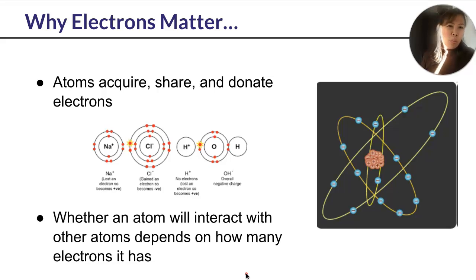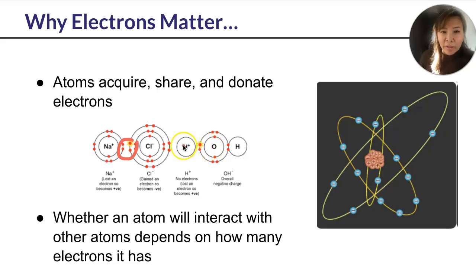Okay, so why are we talking about this chapter at all? Why are we talking about electrons? Well, electrons are really important because it is how atoms are able to share, acquire, or donate electrons between each other. Here we have an example, and we'll talk about this a little more when we talk about bonds: sodium and chloride. When they're separate, sodium will have a positive charge and chloride will have a negative charge, but together they can share this electron right here and combine to form what we know as salt.